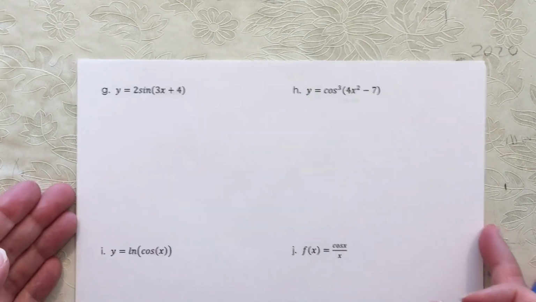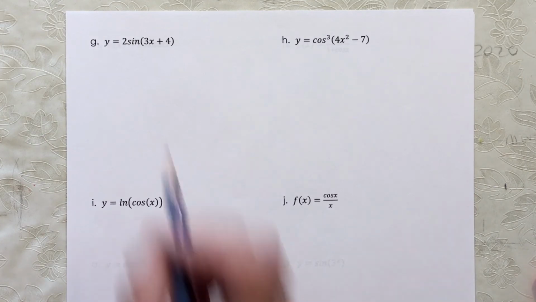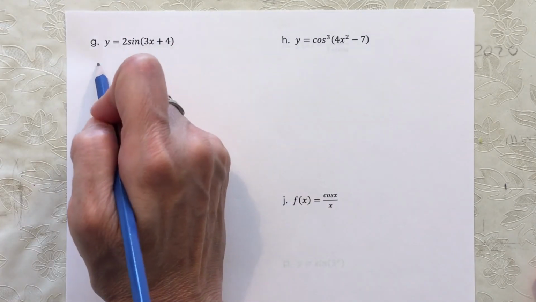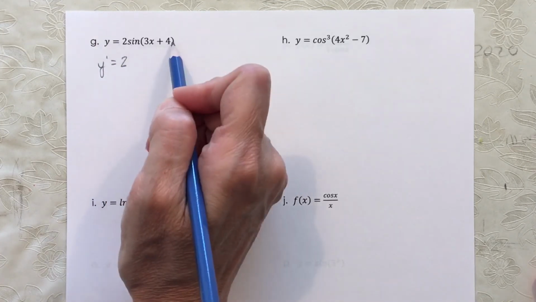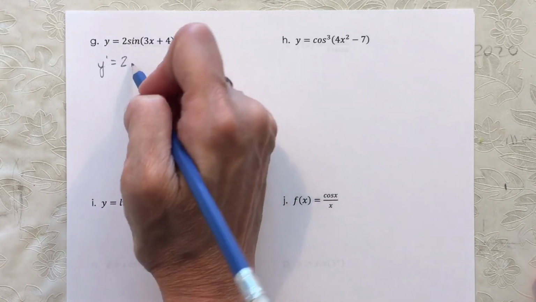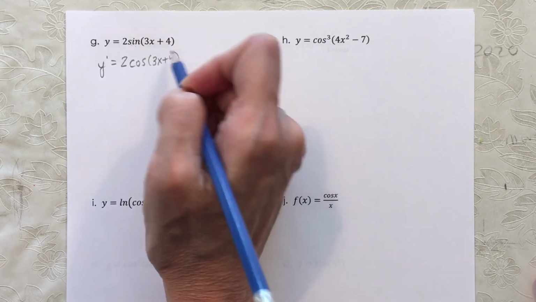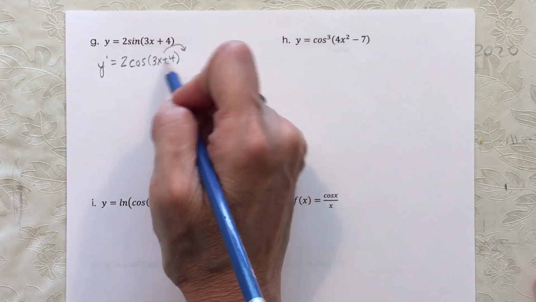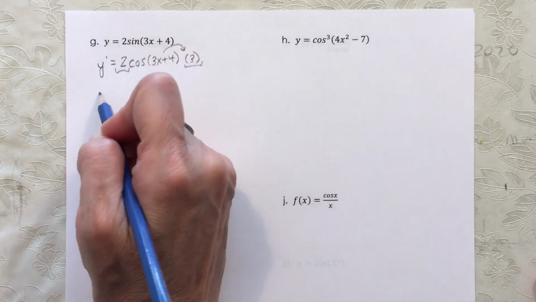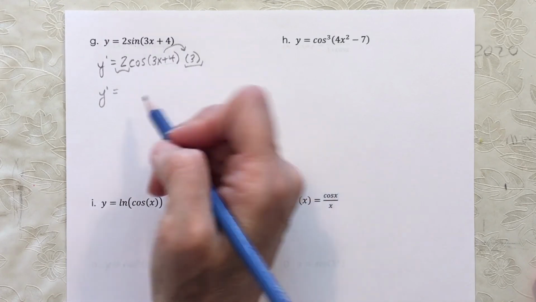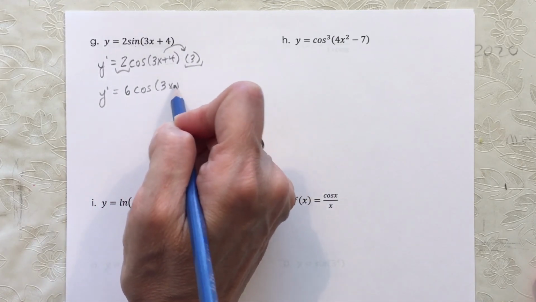All right, G, y equals 2 times the sine of 3x plus 4. So the 2 is just a constant out front. So y prime is going to be, leave the 2, the derivative of the sine of 3x plus 4, so the derivative of sine is cos, so cos of 3x plus 4. And then we're going to multiply by the inner derivative of what's inside, which is the 3. And then the 3 and the 2 can be multiplied together. So you would get y prime is 6 times the cosine of 3x plus 4.